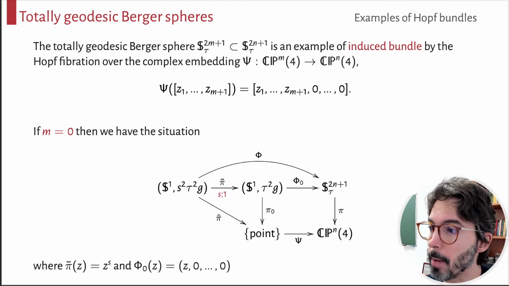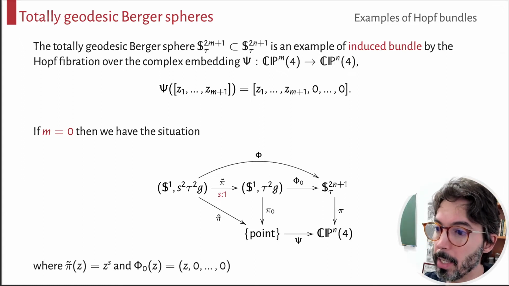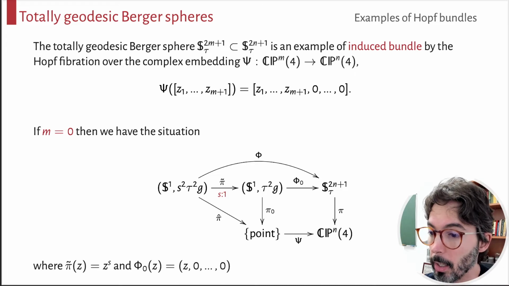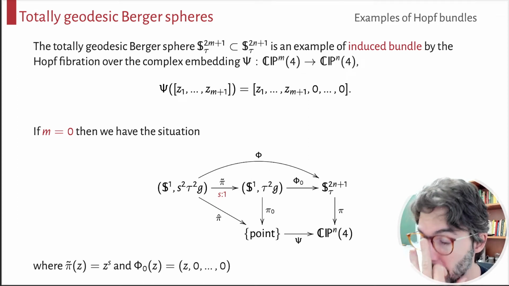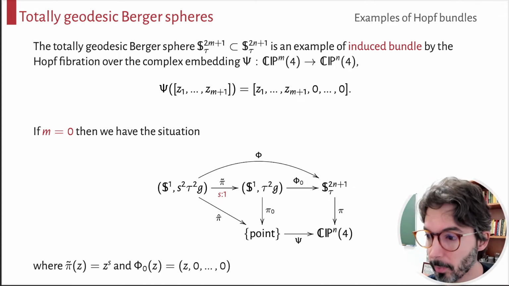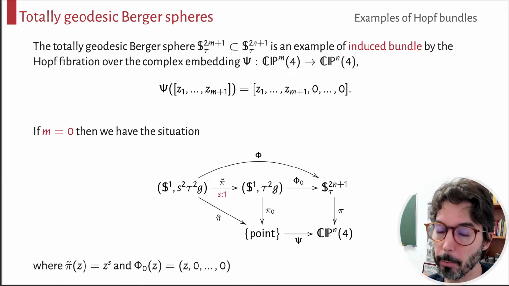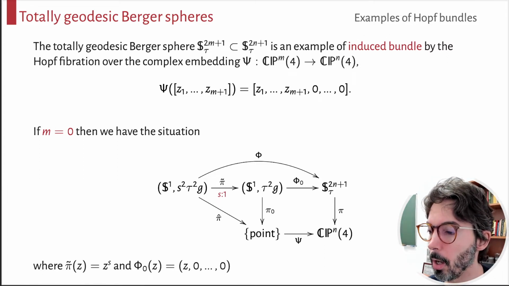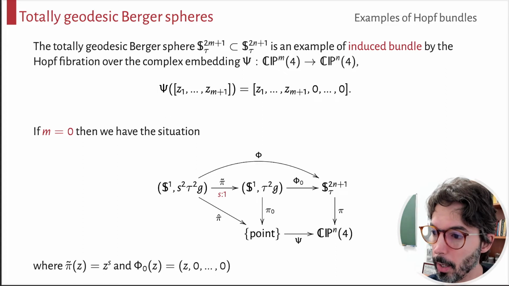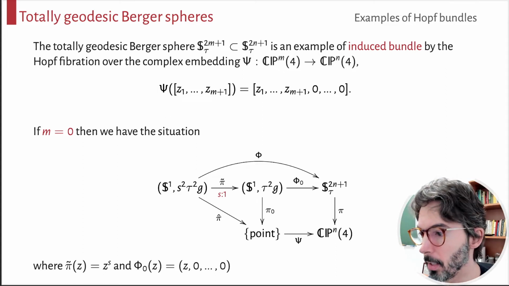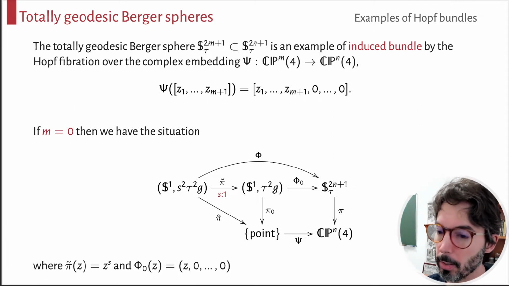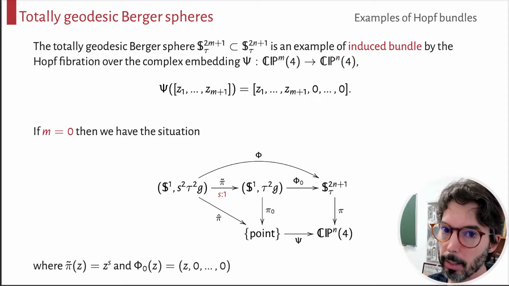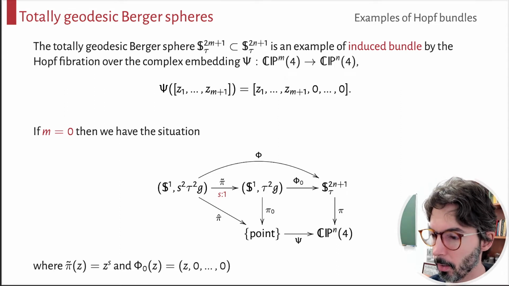In the case M0, we are dealing with S1, and we've got the following situation. S1 is the induced bundle, but since S1 has finite coverings by itself, we can consider Hopf bundles of any order s, just by taking the map that sends the complex number z to the power of s.